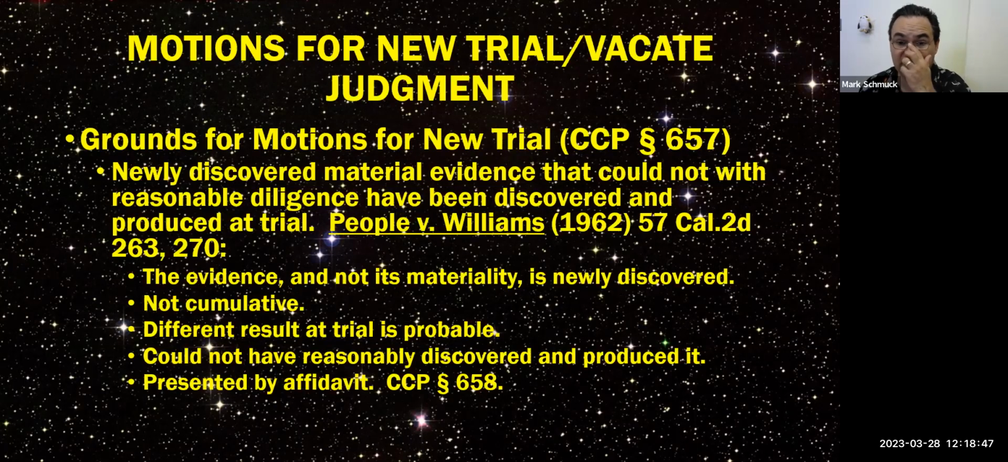One thing that is important is that this does not include discovery responses. In other words, where the responding party refused to respond to a discovery device, but you did not seek an order to compel, this is not newly discovered evidence. It is evidence that you should have, with reasonable diligence, sought to compel.